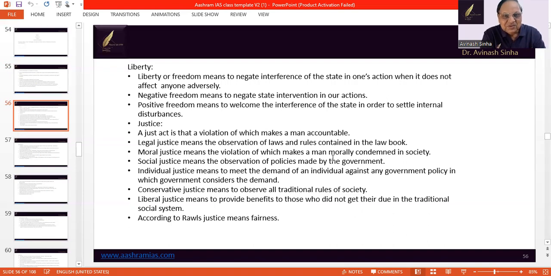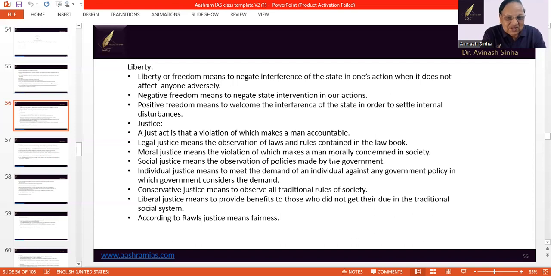There are certain rules of the state. These rules are imposed to resolve the issues, problems of different sorts. So that sort of intervention is welcome. That is called positive freedom. Now come and see justice. A just act is that a violation of which makes a man accountable. This is called just act.